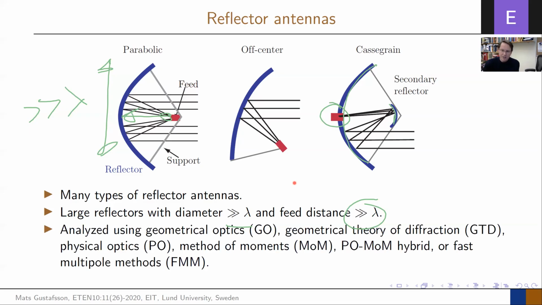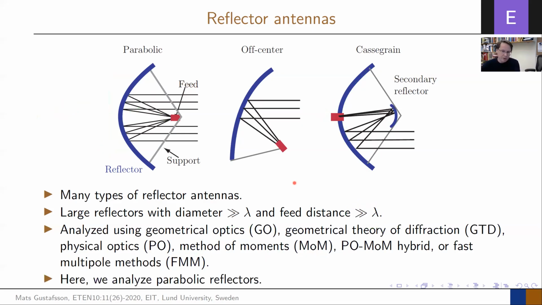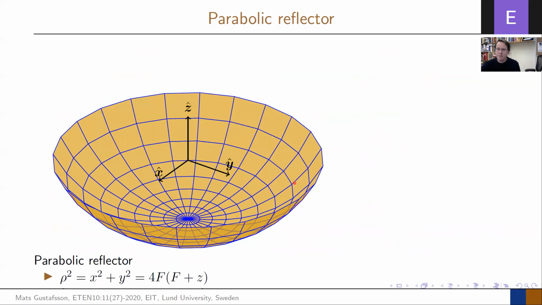And the way to analyze this is typically with rays. Even the pictures I've been drawing here are rays, and they are sometimes called geometrical optics. Then there are modifications of that we call GTD, geometrical theory of diffraction, and physical optics. Nowadays it can also be used, for example, like what you have in FEKO, which is the method of moments and acceleration techniques. But it is really the ray picture that dominates reflector antennas. And we will look at parabolic reflectors in this course.